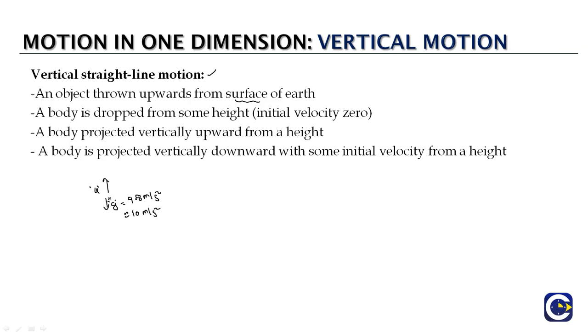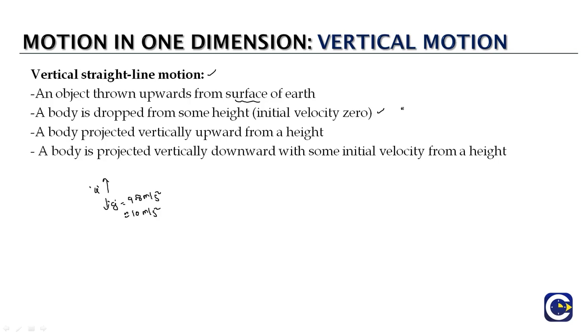So as we see, this object will be under deceleration. As it starts climbing up, the velocity of the object will start decreasing, and eventually at some point it would become zero. Then the object would start falling downwards, and eventually it will reach the surface of the earth. So this is what we'll have in case of an object thrown upwards from the surface. The second case is a body dropped from some height with an initial velocity 0.